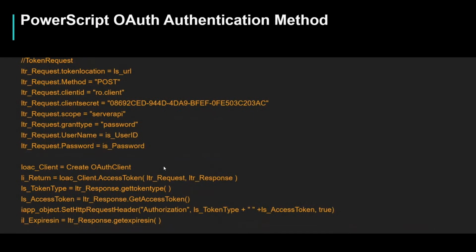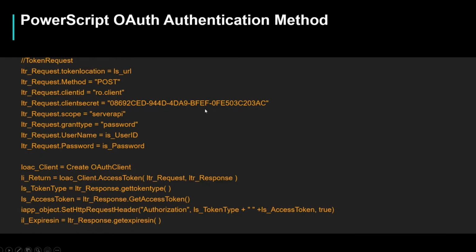Okay, so this is how we actually do the authentication. This would be the OAuth authentication method that was referenced earlier. So we're going to create a token request. We're going to take that URL we just read out of the INI file, or you would, perhaps hard code this, either way. You're going to do a post. You're going to send client ID of RO client. You're going to create a client secret and go ahead and use that here.